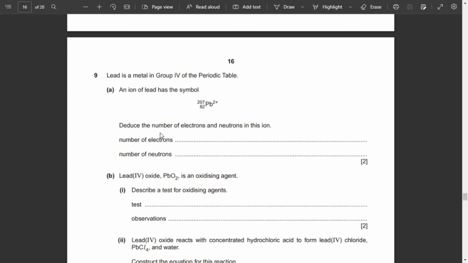Number of electrons are going to be, since we have 82 as its number of protons and 2+ is the charge, that means 82 minus 2 will be 80. The number of electrons is 80. And the number of neutrons is 207 minus 82, which is going to be 125.